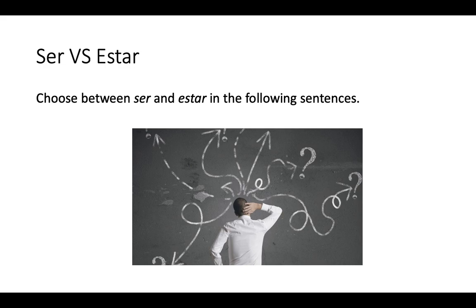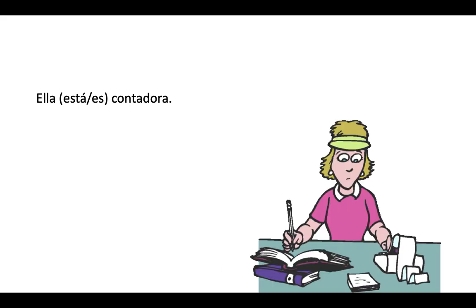So I'm going to take you through a little practice. This one I think is fairly easy because you don't have to conjugate. You're just going to do your best to choose between ser and estar. This one says she is an accountant. Ella es contadora because it's her occupation. It's 5:30. Son las 5:30.